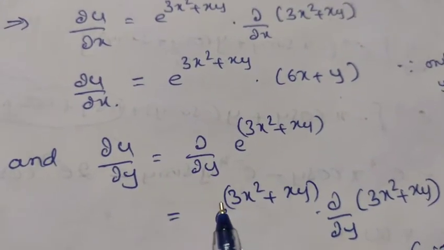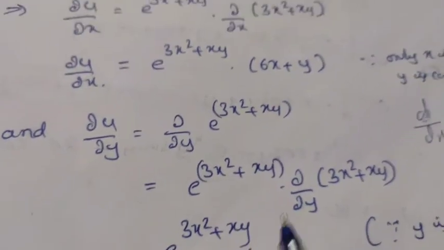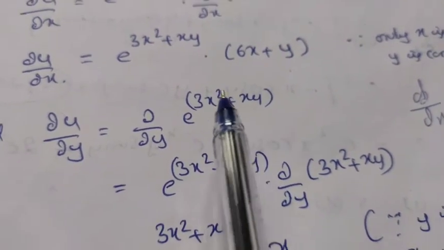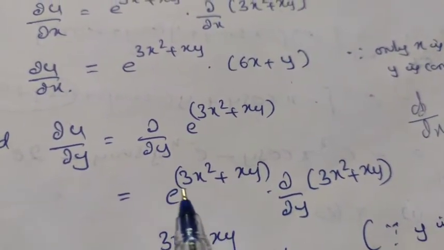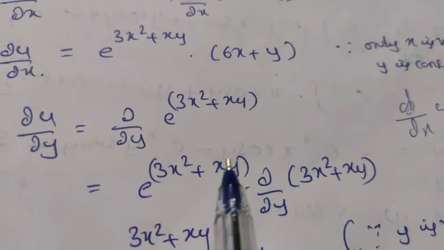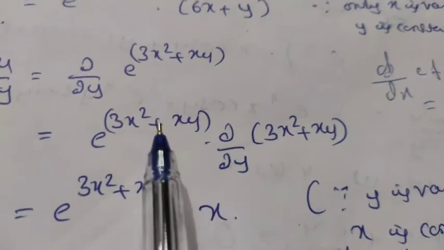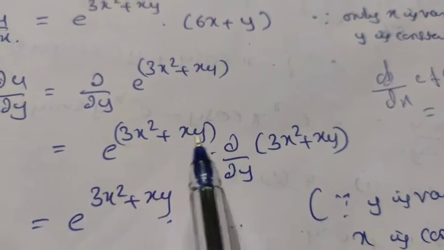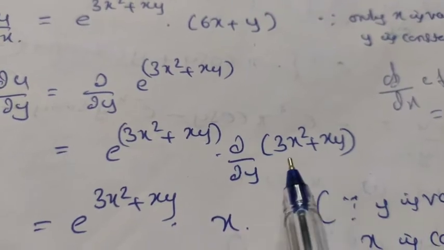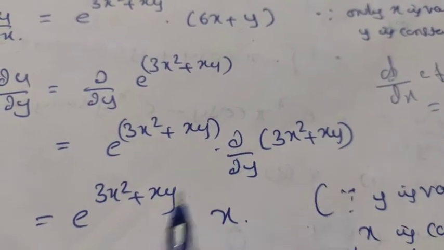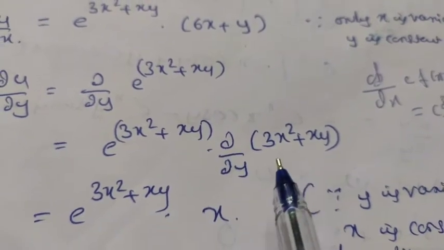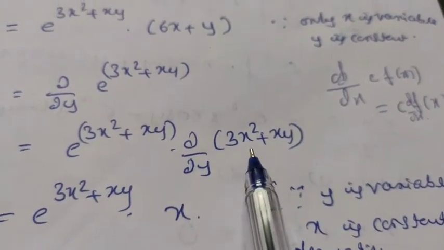So ∂/∂y of this u, again it is like e raised to x or y, you have to keep this as it is, e to the power of 3x² plus xy. It is again a composite function. So e to the power of u is as it is, and the derivative of u, again ∂/∂y of 3x² plus xy.